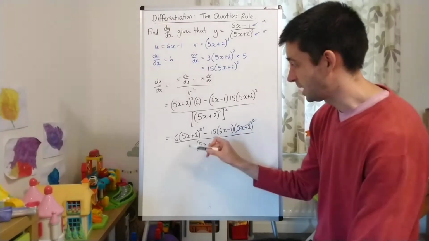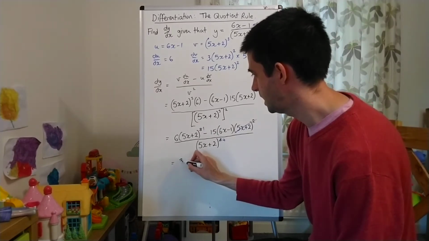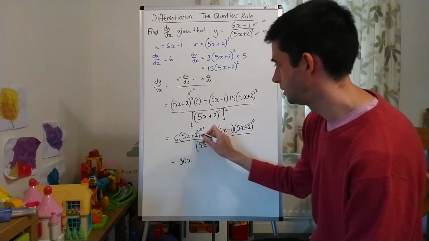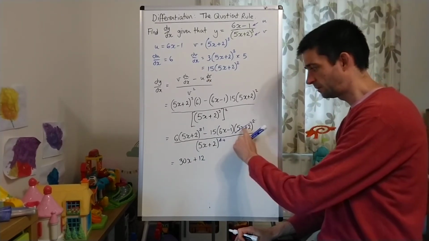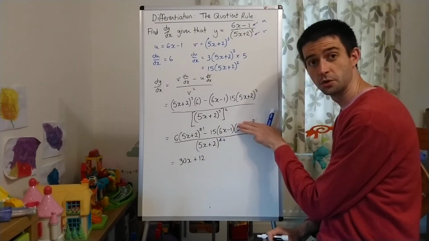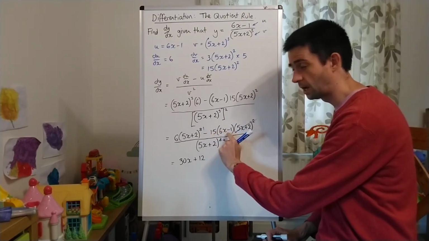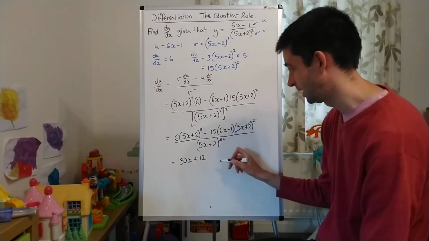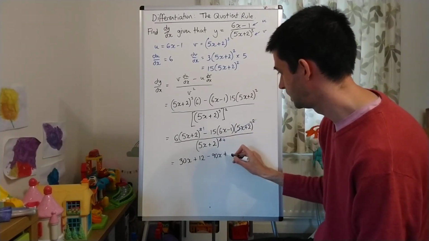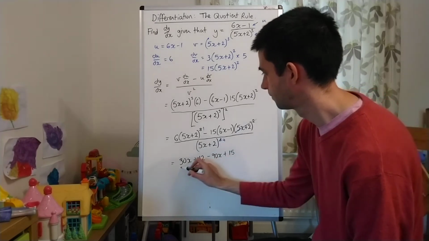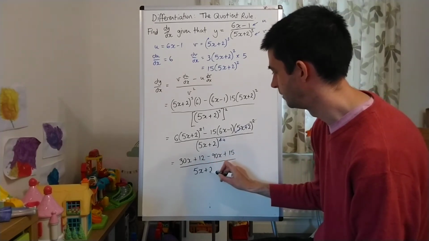Now I'm going to do my expanding. So 6 times 5x, which is 30x. 6 times 2, so plus 12. Now this (5x plus 2) squared has just gone to 1, so all I have here is minus 15 and then (6x minus 1) inside the bracket. So I can write that as minus 90x plus 15, and that's all over (5x plus 2) to the power of 4.